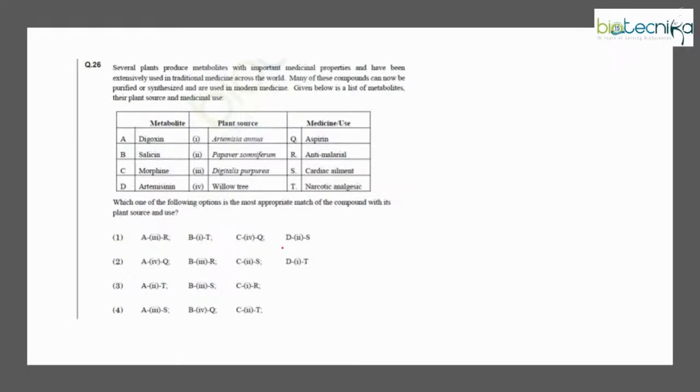Moving on to our next question. Now, this is related to several secondary metabolites and their medicinal uses. So you have to identify the correct match among them. These are used in traditional medicine across the world. Many of these compounds can be purified or synthesized and are used in modern medicine. So, you have the metabolite name, the plant source, and then the medicine or the use. Identify the correct combination over here.